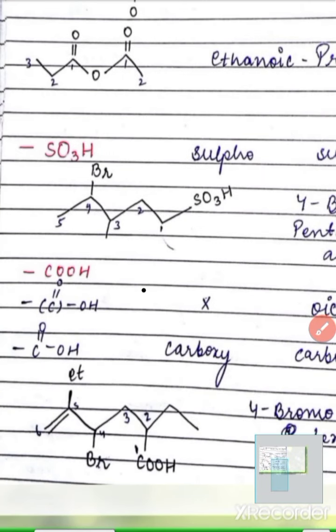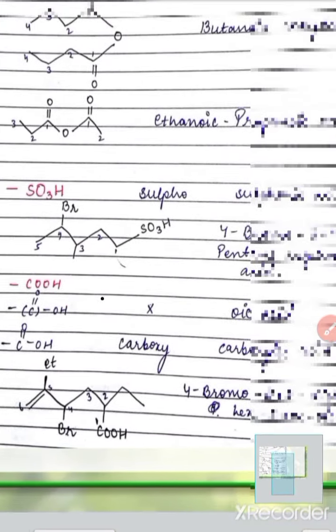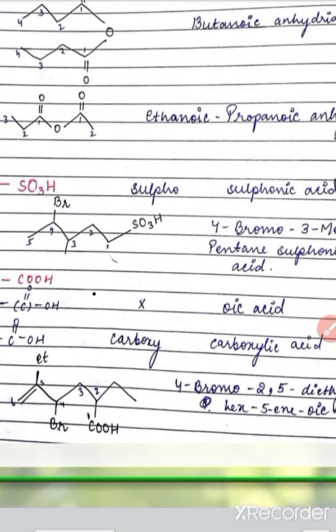Now lastly we have the COOH group. For COOH, the suffix used is oic acid, and if the C of the COOH group is not part of the main parent carbon chain, then the prefix used is carboxy and the suffix used is carboxylic acid.